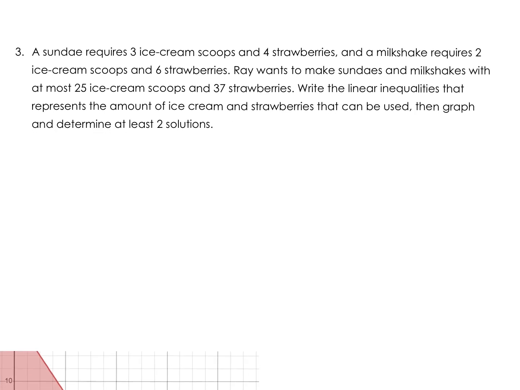In our next problem, we have that a sundae requires 3 ice cream scoops and 4 strawberries, and a milkshake requires 2 ice cream scoops and 6 strawberries. Ray wants to make sundaes and milkshakes with at most 25 ice cream scoops and 37 strawberries. Write the linear inequalities that represent the amount of ice cream and strawberries that can be used, and then graph and determine at least 2 solutions. So we're going to let X be our number of sundaes and Y be our number of milkshakes.